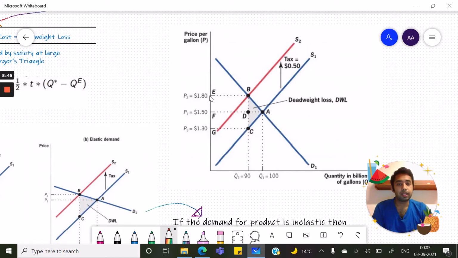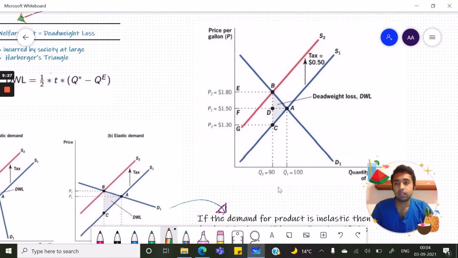With this increase in price, we can see that the demand has fallen, right? Less people are able to afford oil at higher prices, so the quantity has fallen from Q1 equals 100 to Q2 equals 90. With the increase in the price of oil, there are now fewer consumers of that commodity. So when these 10 billion gallons of oil are missing from the market, this is a deadweight loss incurred by society, right?